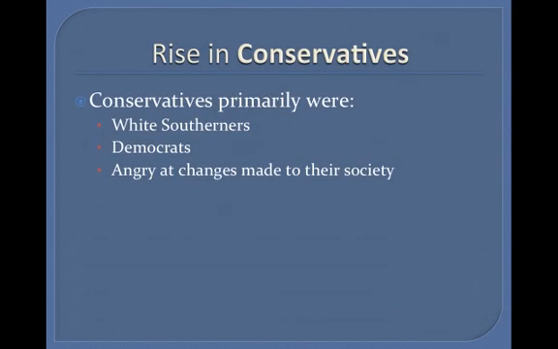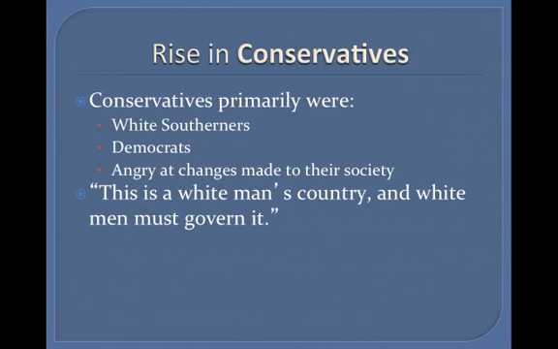Now, when we talk about conservatives in this context, it is not the same as conservatives today. Because today we would say if somebody's more liberal or more conservative, and it doesn't mean the same thing at all, really. Conservatives at this time period were looking at white Southern Democrats who were angry at what was going on, angry at the fact that African Americans gained the right to vote, they were gaining positions in office. A quote that aligns with this is "a white man's country and white men must govern it."